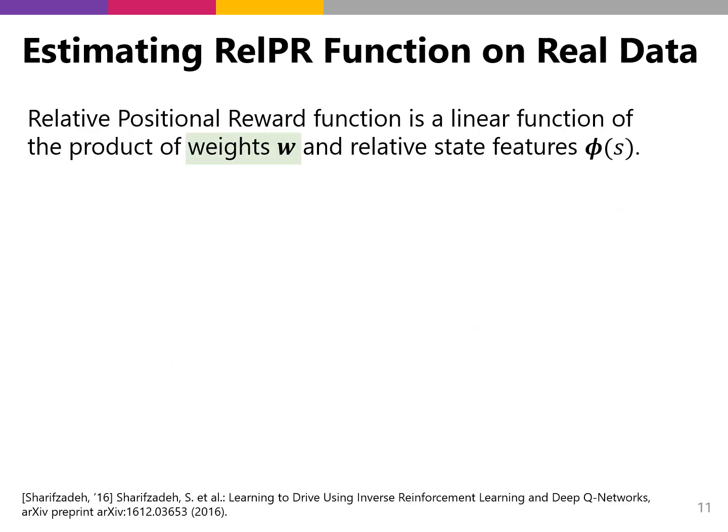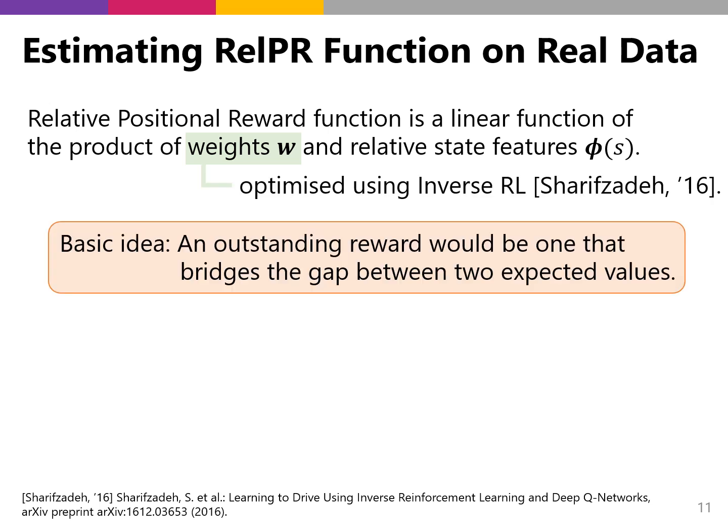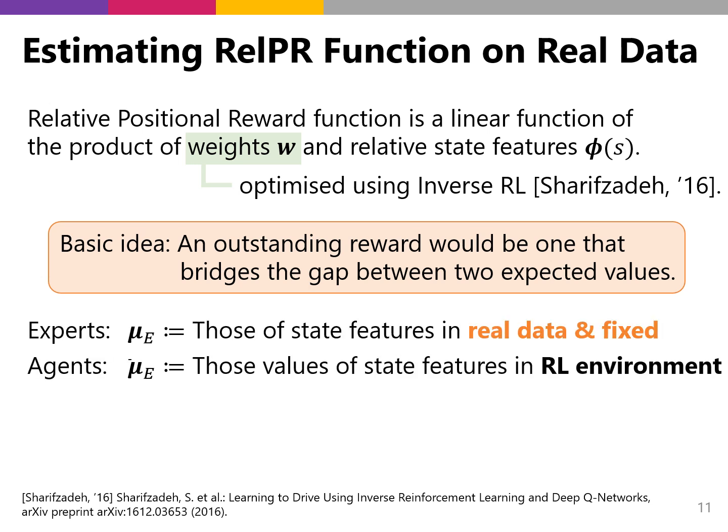I will explain in detail the flow for optimizing the reward function. The relative positional reward function is a linear function of the product of weights and relative state features, and these weights are optimized using reinforcement learning. The basic idea is that an outstanding reward would be one that bridges the gap between two expected values of experts and agents in the same data.